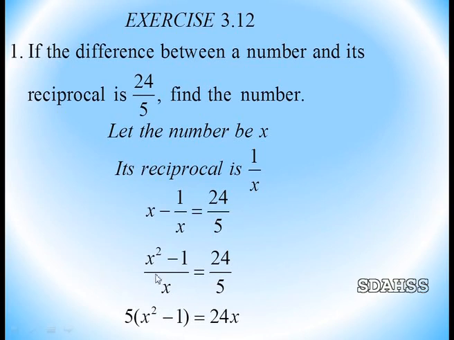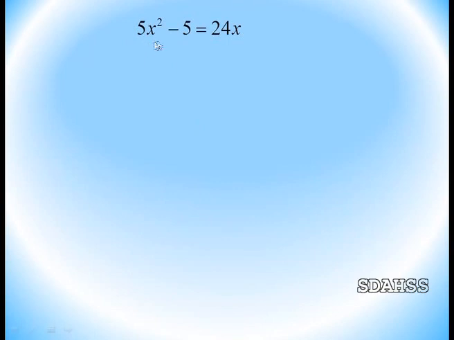5 into x square minus 1 is equal to 24x. Now multiply the 5 inside the bracket. So you have 5x square minus 5 is equal to 24x. You bring this 24x to other side, it becomes negative. So this equation becomes 5x square minus 24x minus 5 is equal to 0.